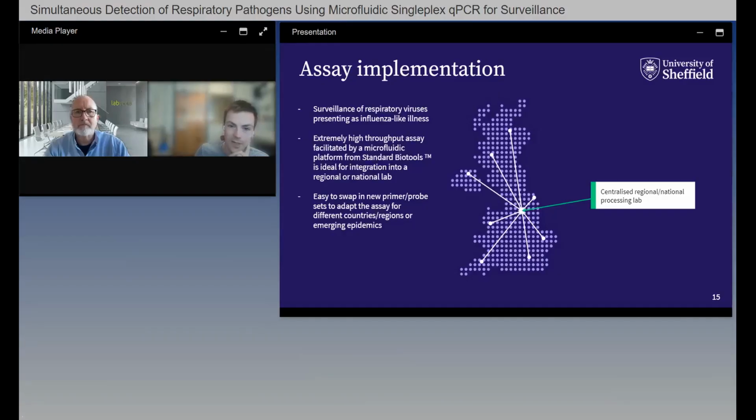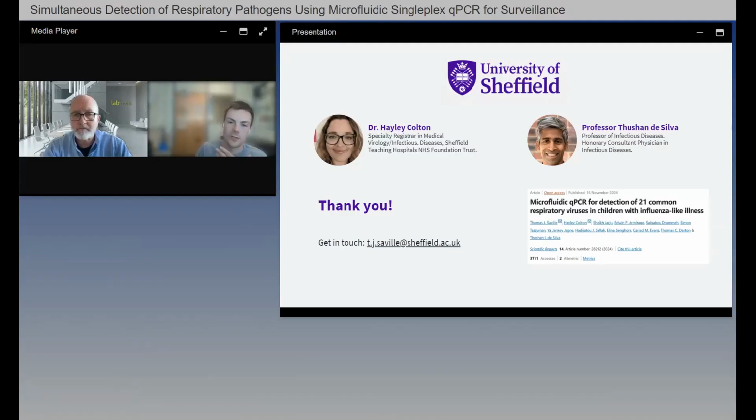So I suppose that concludes my talk, and I might end up provoking more questions than it answers, but hopefully it gives a good overview of how microfluidics can be used for viral surveillance in different settings, and potentially replace a standard qPCR should sample throughput be high enough. All the data I presented here is published already within the paper listed on this slide, Microfluidic qPCR for detection of 21 common respiratory viruses in children with influenza-like illness.